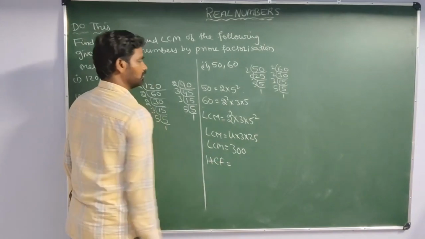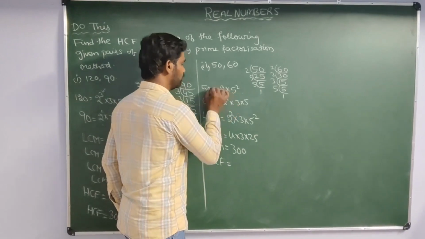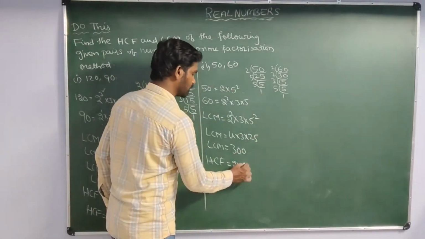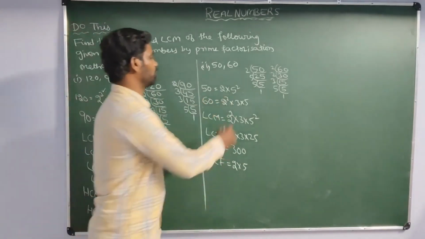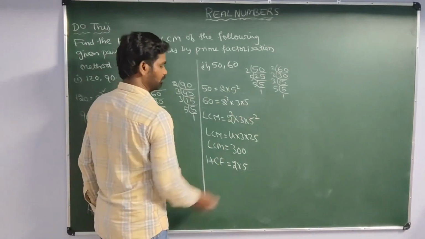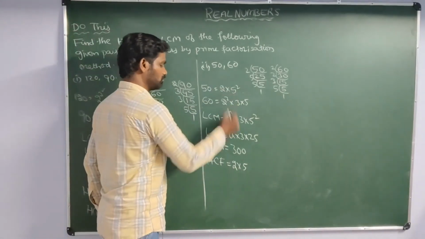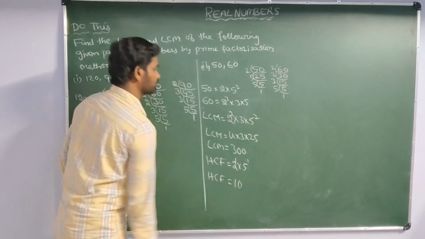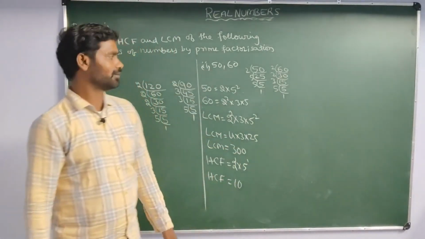Next HCF. What are the common numbers? We have to take only common numbers. Here the common number is 2 in 50 and 60. Next common number is 5. You may get one doubt, sir: in 60 there is 3, but in 50 there is no 3. Therefore, don't write this 3. We take only the common numbers 2 and 5. Then compare their powers. We have to take the least powers. The least power in 2 is power 1, and the least power in 5 is 1. So HCF is equal to 10. So LCM and HCF of 50 and 60 are 300 and 10.